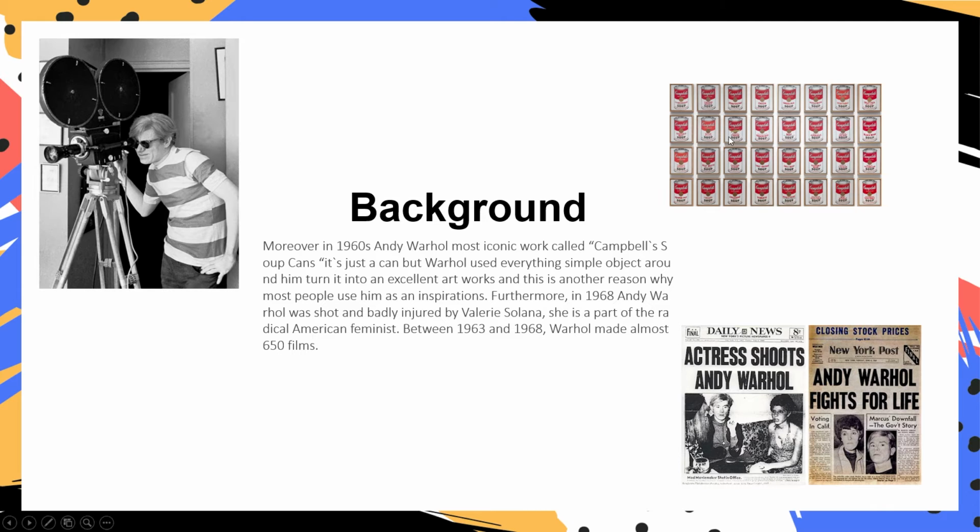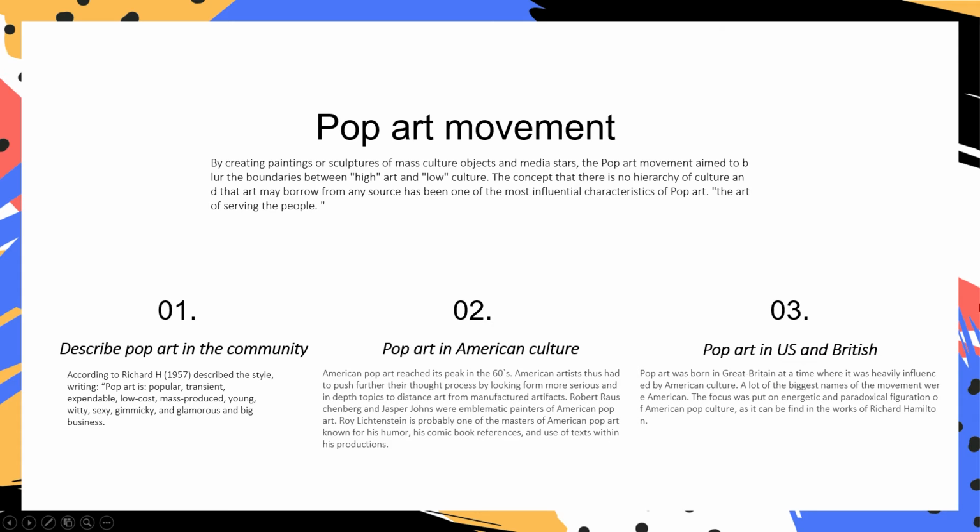Furthermore, in 1968, Andy Warhol was shot and badly injured by Valerie Solanas. She was part of the radical American feminists. Between 1963 and 1968, Warhol made almost 650 films, and this is the Campbell Soup can. This is the news that Warhol had been shot by Valerie Solanas, and it is a picture that shows him doing some film. Let's begin with the pop art movement.